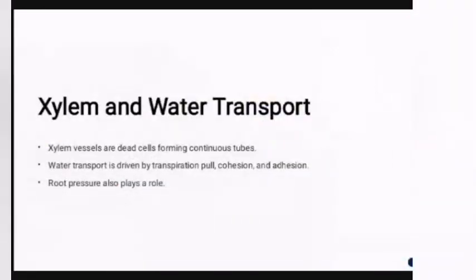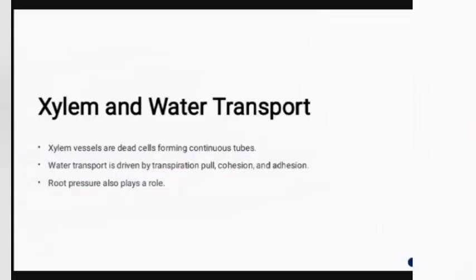Now, xylem and water transport. So, what are xylem? Xylem are dead cells. They are not living. They are dead cells containing tubes. So they help in transport of water by transpirational pull, cohesion, and adhesion. I will explain later. Root pressure also plays a role. Xylem is the plant tissue responsible for transport of water from the root to the leaf.